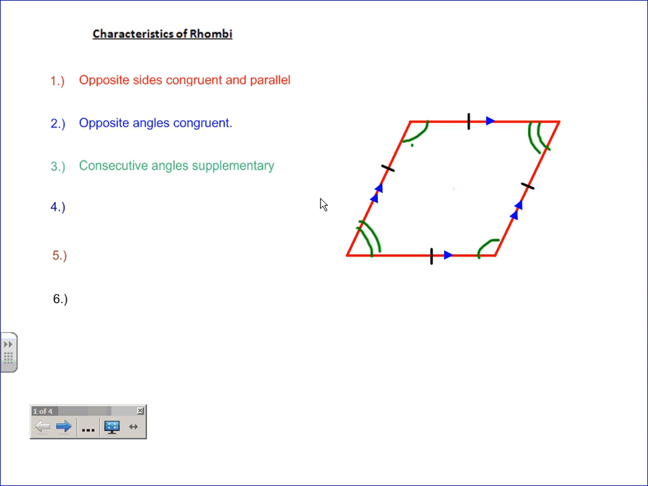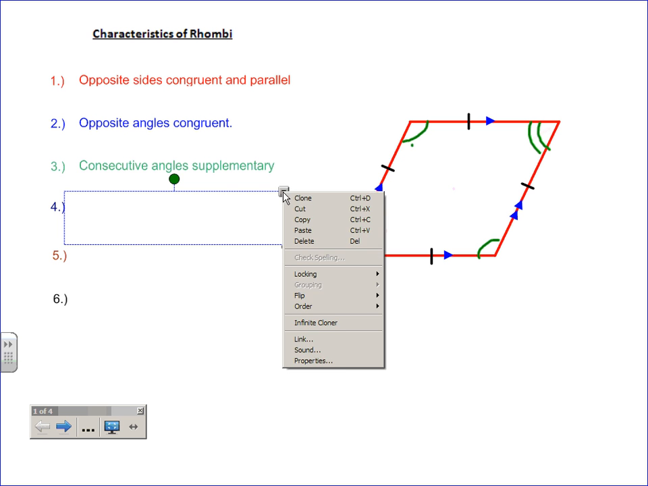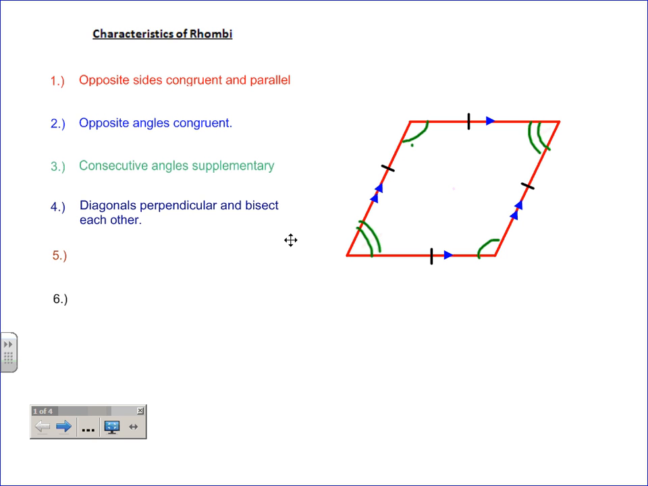So far, nothing too new here. This is all basically parallelogram. Okay. Number 4. Diagonals perpendicular and bisect each other. There's definitely something new in there. New specifically to the rhombus is that they are also perpendicular, which of course means what? Yes, exactly, forms right angles.